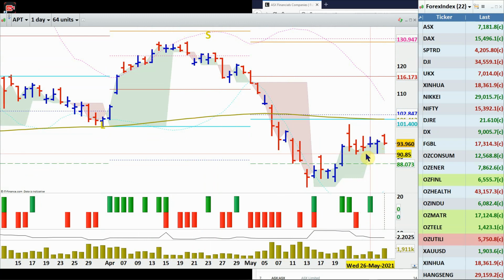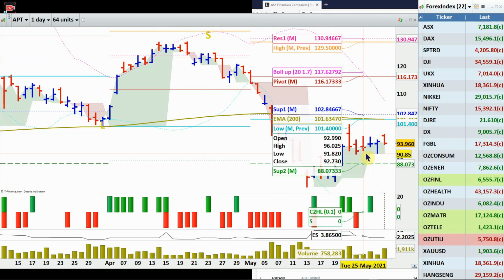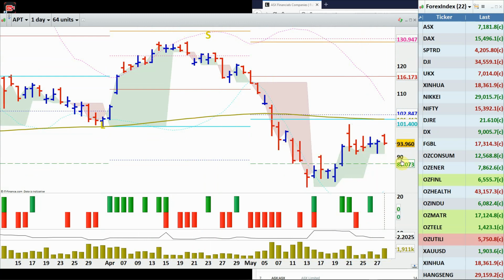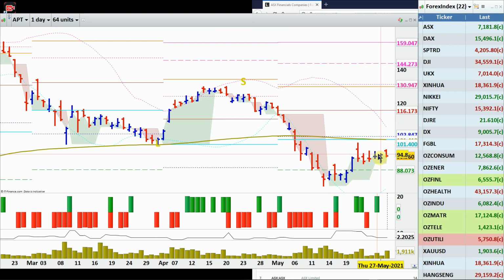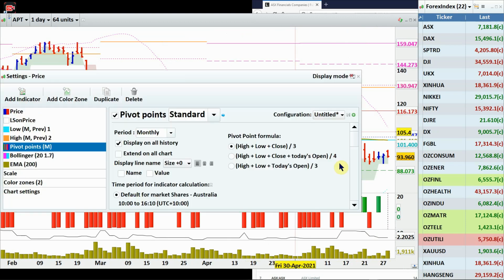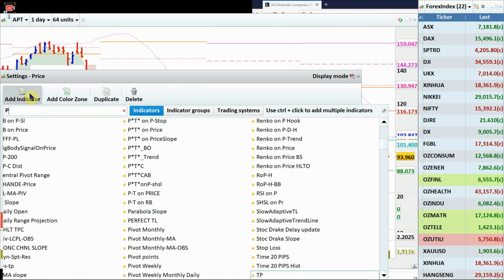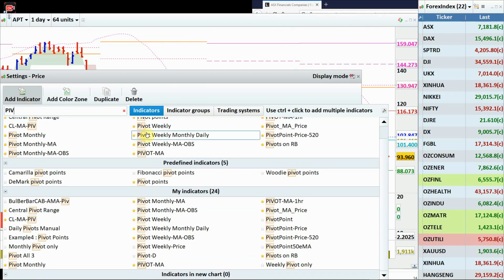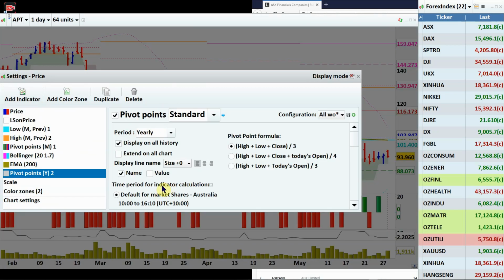If you can, show the guys the yearly pivot points on this one, I think they might like that as well. Excellent. Pivot points, yearly.